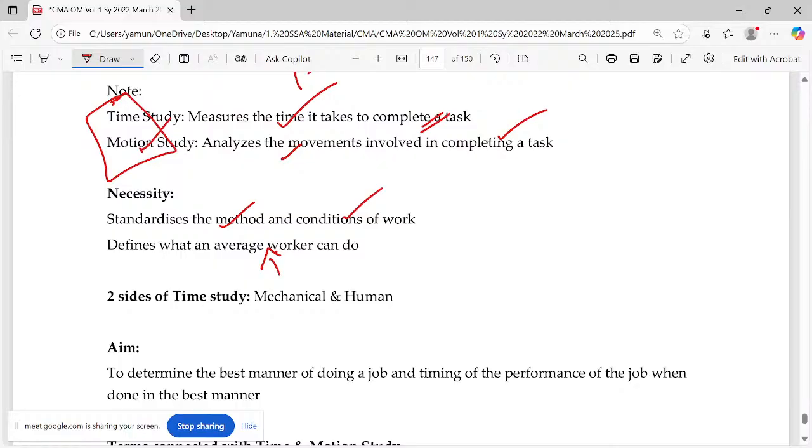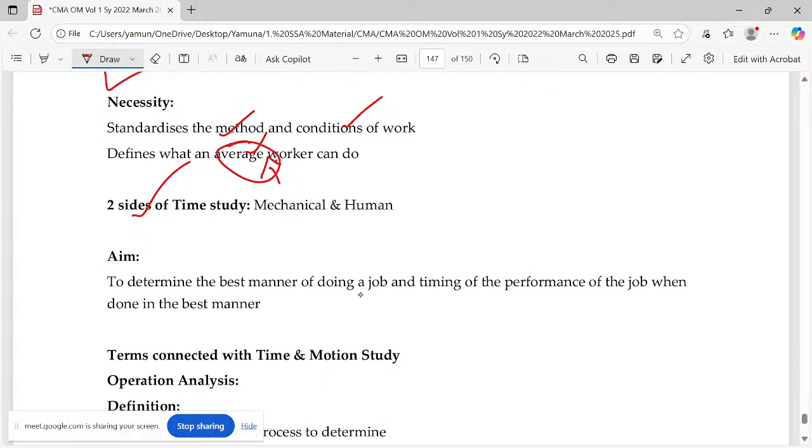So the main 8 hours is for working, remaining 16 hours you do. That's your personal life. So it will define what an average worker can do. That's about the time and motion study. Actually, there are two sides of time study. You say it's mechanical and human. Probably your ultimate job is how best a job can be done with respect to this time. If you reduce the time of the worker, definitely he may not be performing well.